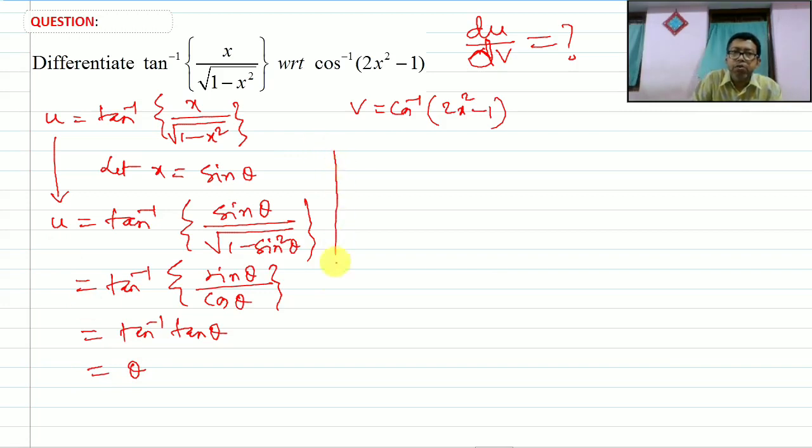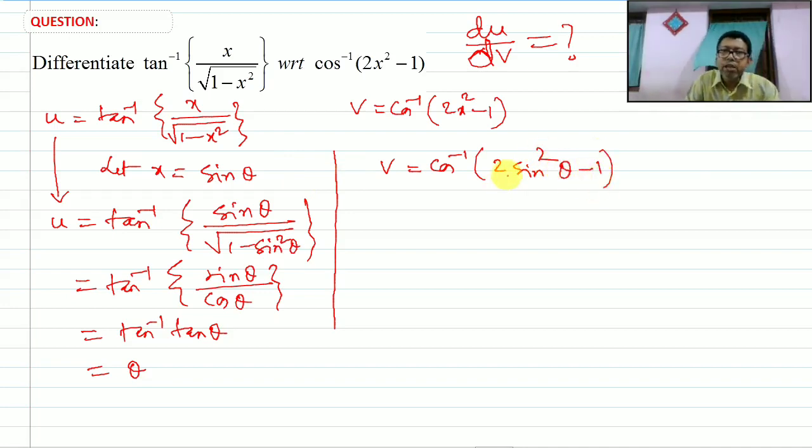On the other hand, you also calculate v. Now v is equal to cos inverse of 2x square minus 1. If you substitute sine theta, you get 2 sine square theta minus 1. Now what is 2 sine square theta minus 1? Do you know this one? The formula I have to write. So the formula is cos of 2 theta.